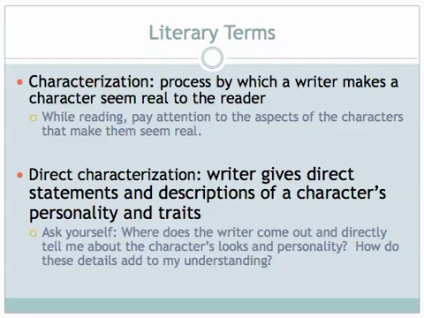Characterization is the process by which a writer makes a character seem real to the reader. While reading, pay attention to the aspects of the characters that make them seem real. Direct characterization is when the writer gives direct statements and description of a character's personality and traits. Ask yourself, where does the writer come out and directly tell me about the character's looks and personality? How do these details add to my understanding?